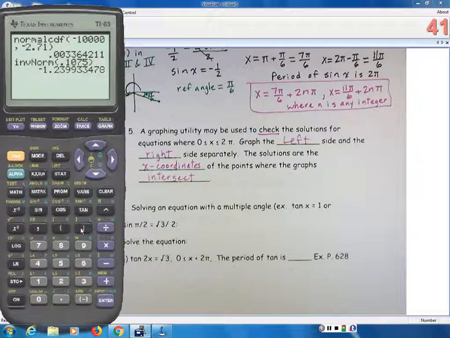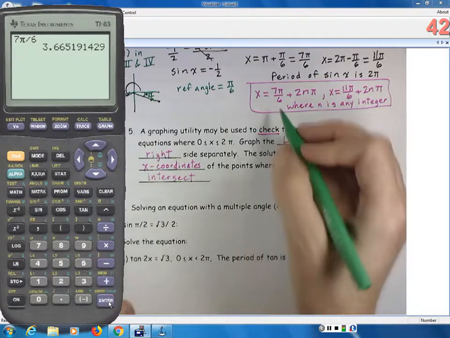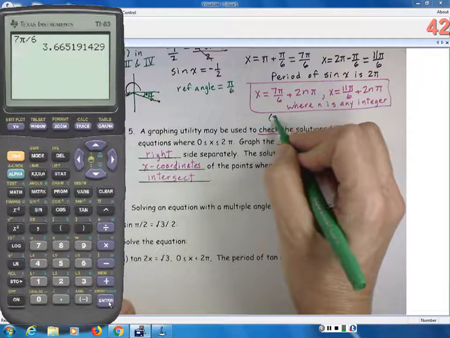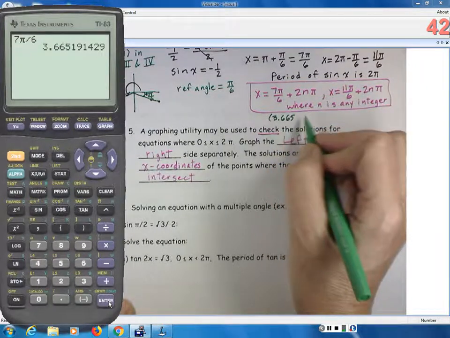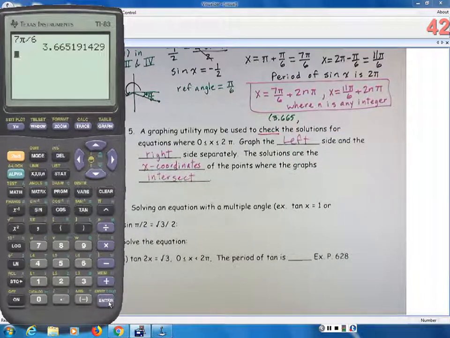So one thing is your calculator is going to give the solution to 7 times pi divided by 6 will be one solution. It's going to give decimals. Like, it's going to say this is 3.665 and 11 pi over 6. 11 times pi divided by 6 is, let's just put 5.76.